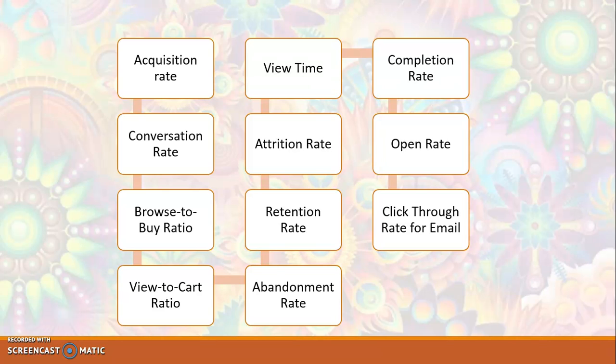Then comes the view-to-cart ratio, which refers to the ratio of add-to-cart clicks to product views. Though at the initial stage we have no add-to-cart option on our website, we have plans to launch it very soon. So then this ratio will be helpful for us. Then comes the abandonment rate, which refers to the percentage of shoppers who begin a shopping cart but then fail to complete it. It is a very vital metric for us. Now tell me why.